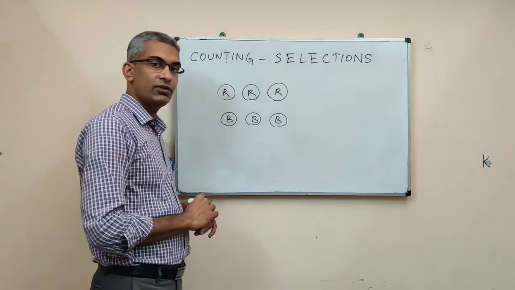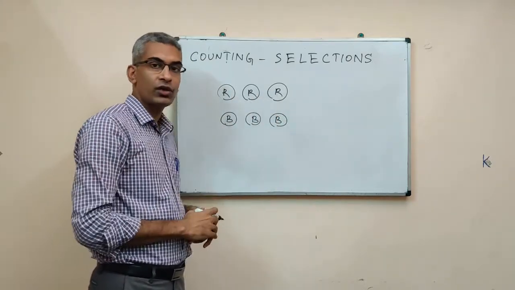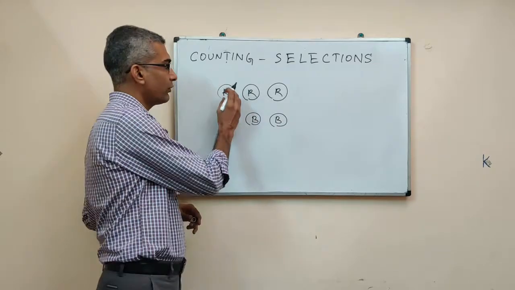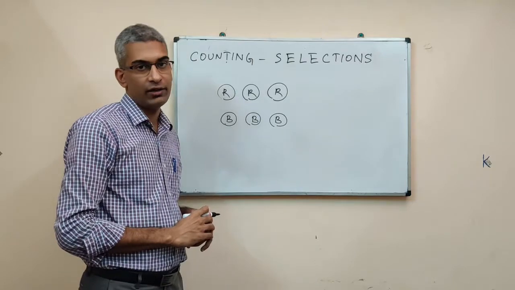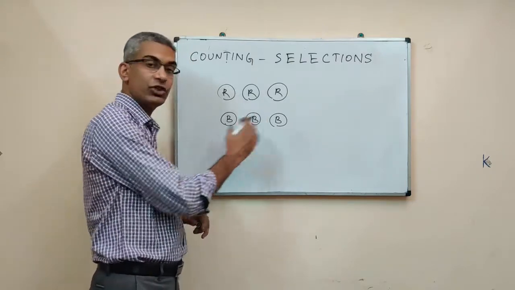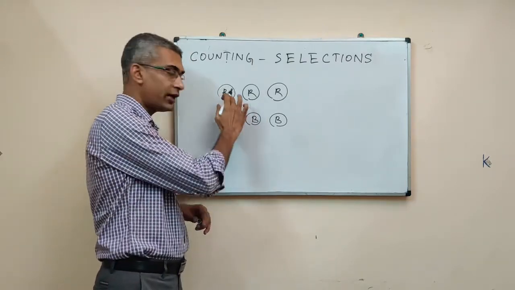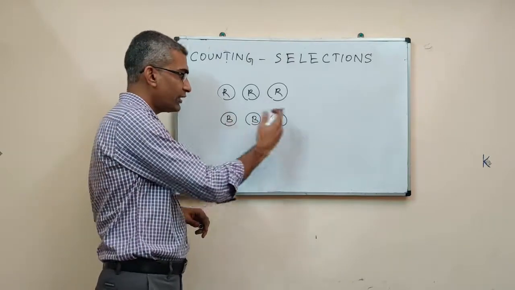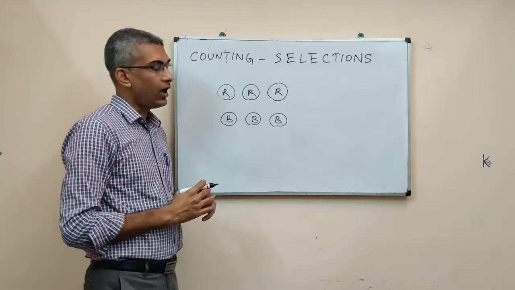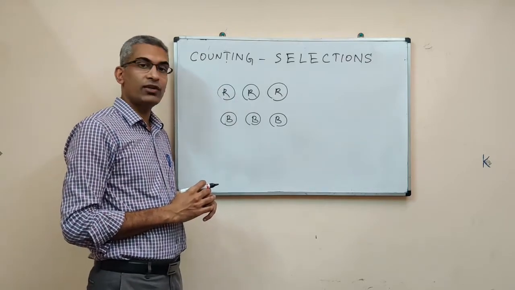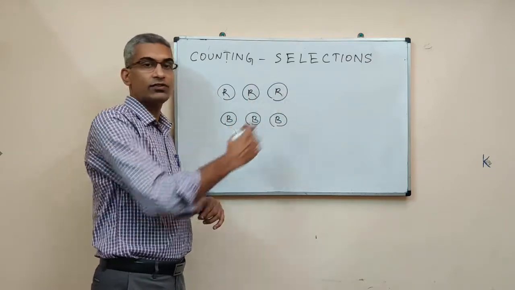What you have to note here is, all these three red balls are identical. We cannot distinguish one from the other. All these three black balls are identical. We cannot distinguish one from the other. We can distinguish a red ball from a black ball, but within the black balls, they are indistinguishable. The question is, how many ways are there in which we can select three balls out of these six balls?